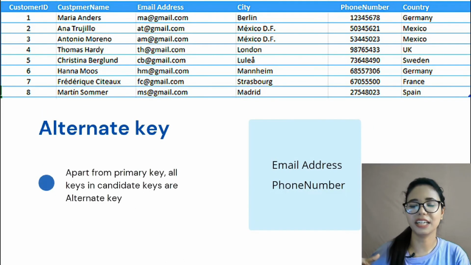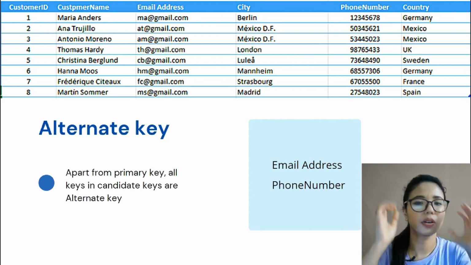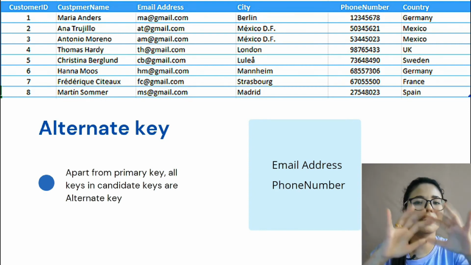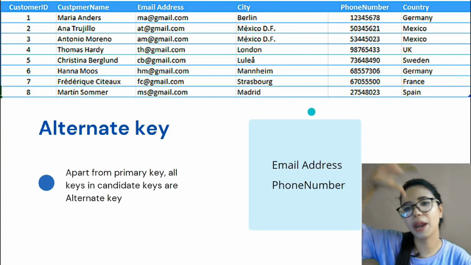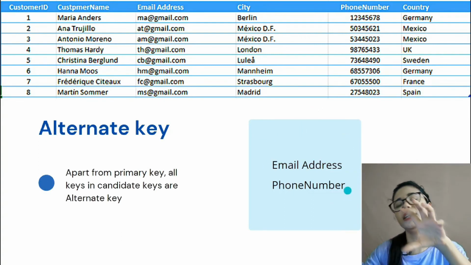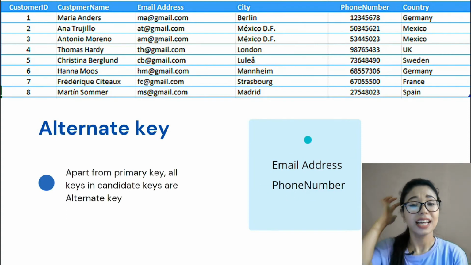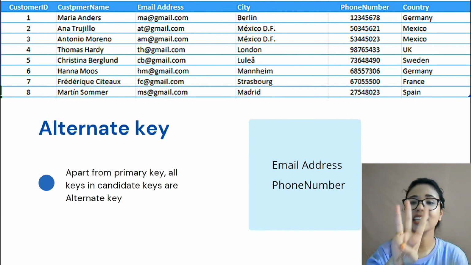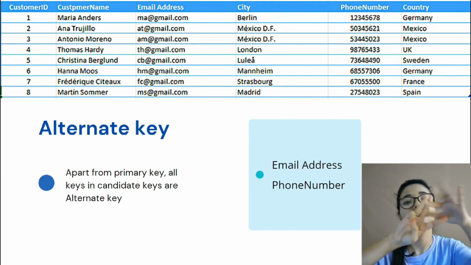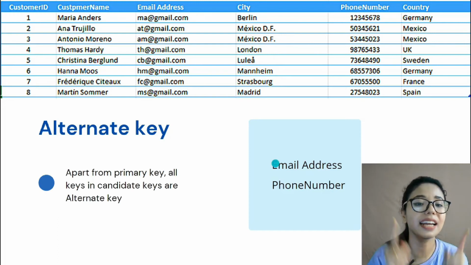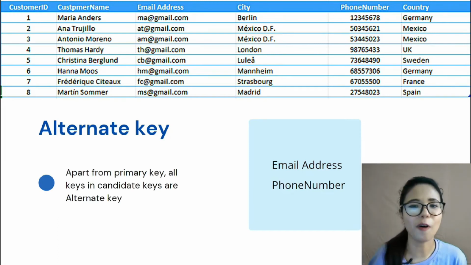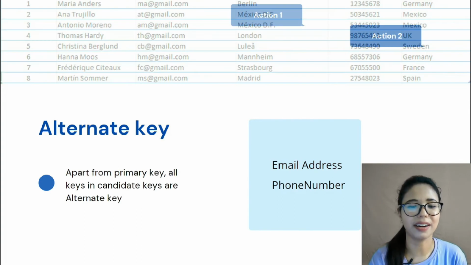Now let's jump to the alternative key. Suppose from the list of candidate keys you have selected the primary key, whatever remains in the list of candidate keys is called an alternative key. Got my point? So here I have 3 candidate keys. If I am selecting one as a primary key, then the other 2 will be my alternate keys. That's the only difference between primary key, candidate key and alternate key. Here email address and phone number are my alternative keys.